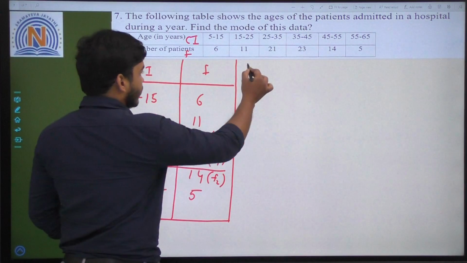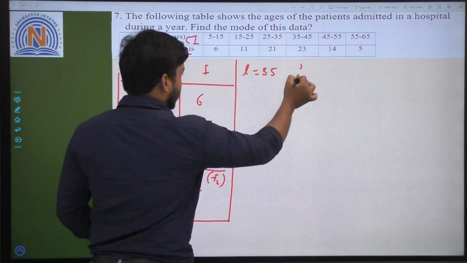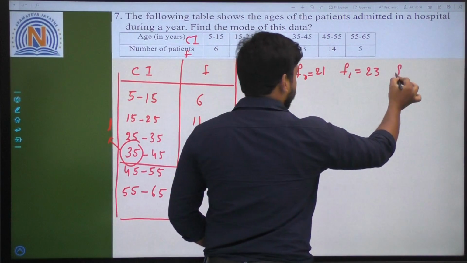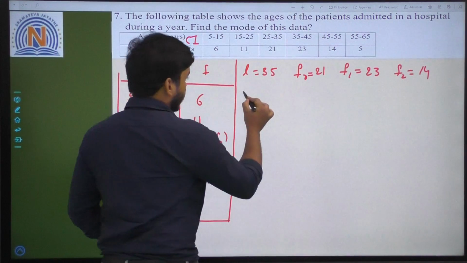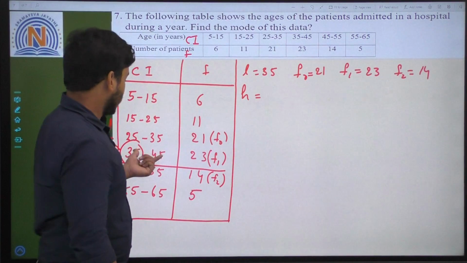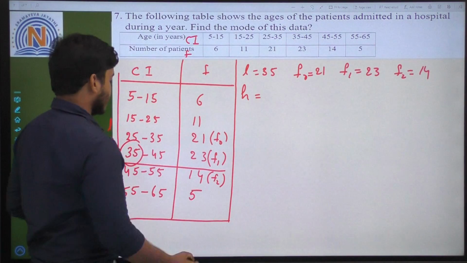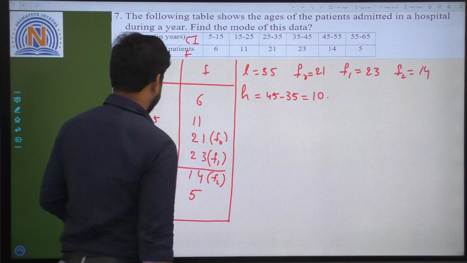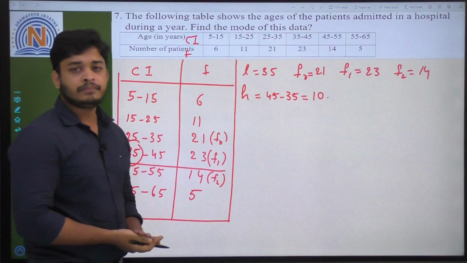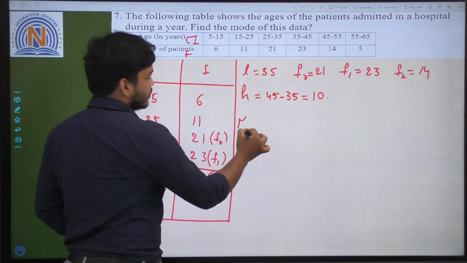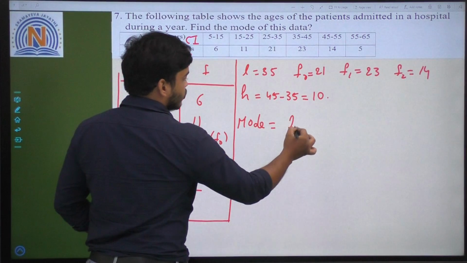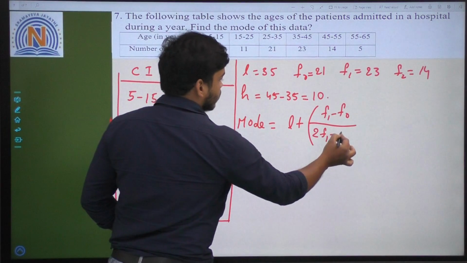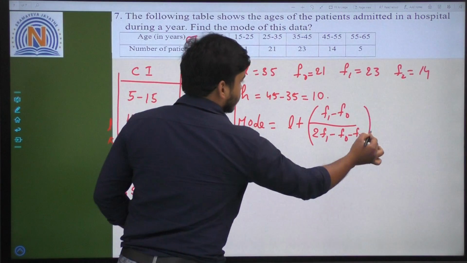From this table we find L is equal to 35, F0 is equal to 21, F1 is equal to 23, and F2 is equal to 14. H is the size of the modal class, that is 45 minus 35, which is 10. So substitute all these values in the mode formula: mode is equal to L plus F1 minus F0 by 2F1 minus F0 minus F2, into H.